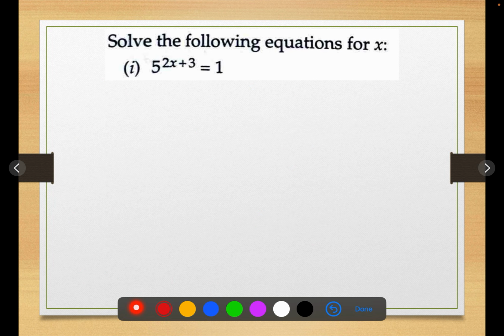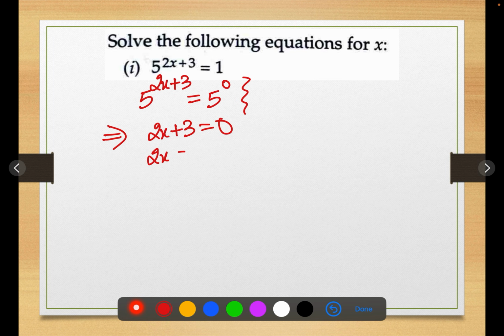Solve the equation for x. Here, I can see this is 5 to the power 2x plus 3 equals 1. To find the answer, I need the same base. Can I write 1 as 5 to the power 0? Yes, anything to the power 0 is 1. That implies the powers will be the same now. So 2x is equal to minus 3 and x is minus 3 upon 2.